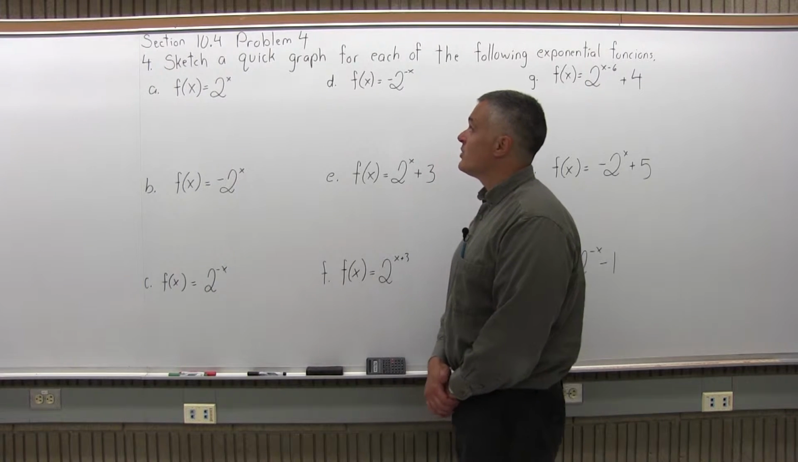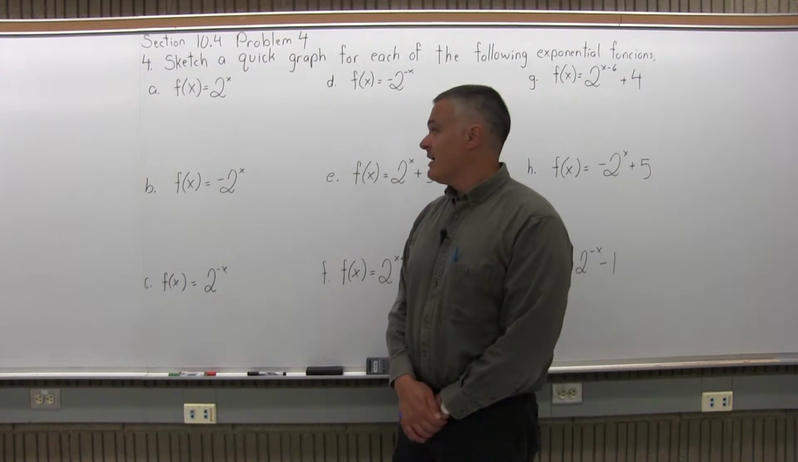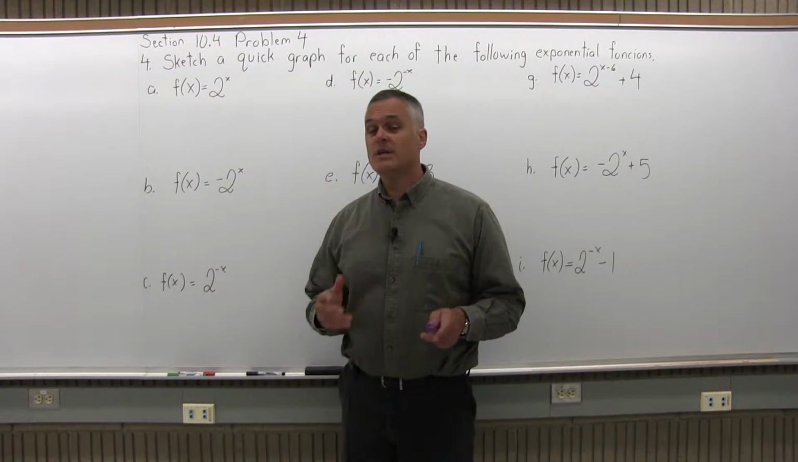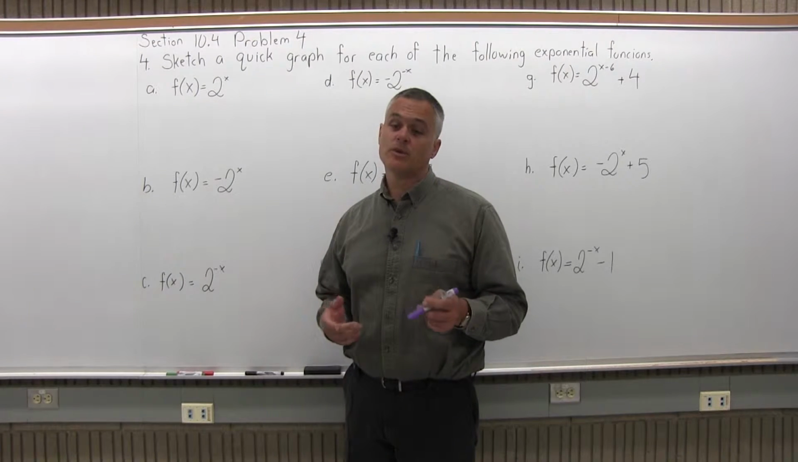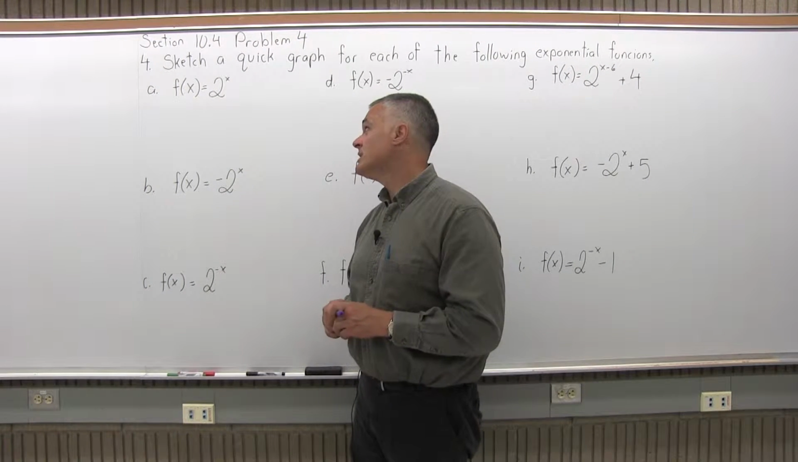It says, sketch a quick graph for each of the following exponential functions. And there are 9 different functions to sketch, and they start off with the easier functions, and by the end they're a little bit more difficult. So the first one is a very standard 2 to the x.